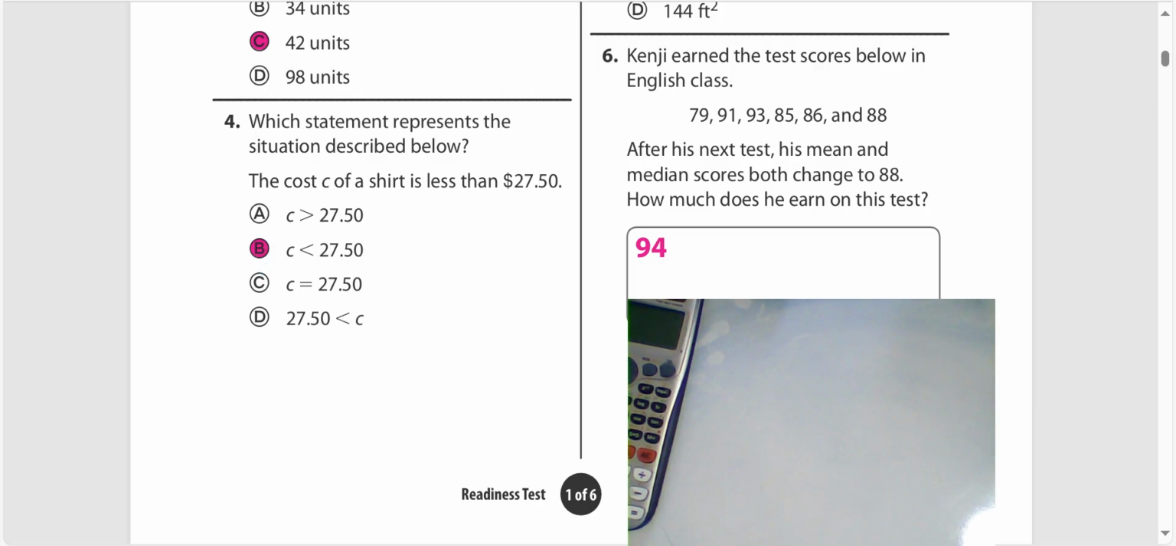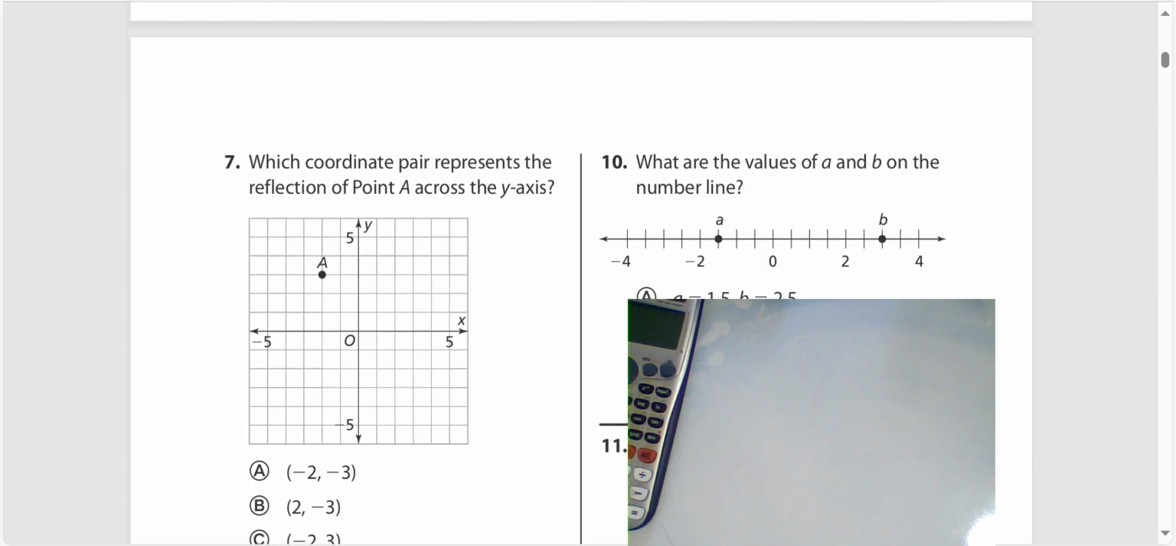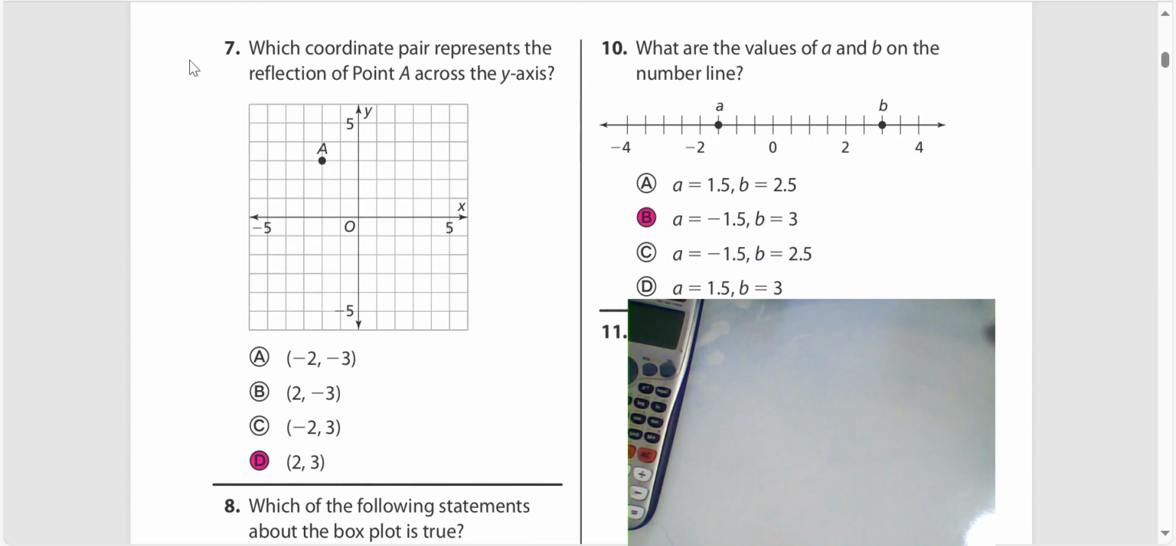Next question. Which coordinate will represent the reflection of point A across the y-axis? Reflection in the y-axis going here, the y-axis going to the right-hand side. 1, 2, 1 to this place. The order will be 2 and 3.